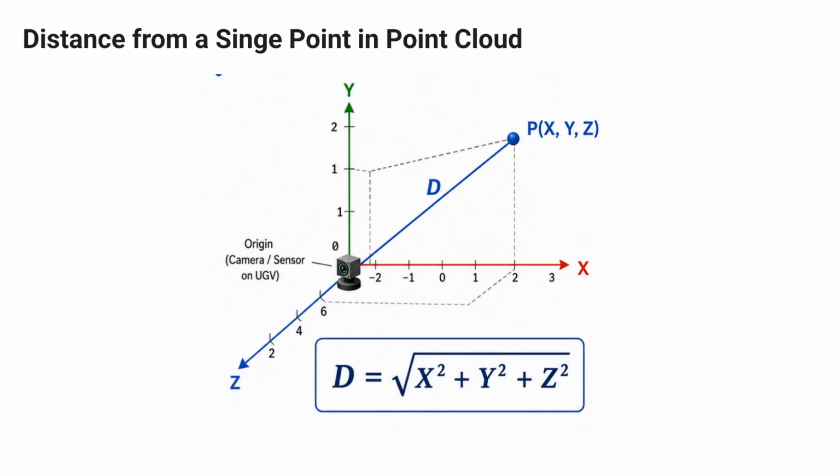To calculate the straight line distance from the camera to that point, we use the formula: D equals the square root of x squared plus y squared plus z squared. For example, if x is 1 meter, y is 0.5 meters, and z is 6 meters, the total distance is approximately 6.1 meters. This allows us to measure the position of objects in three-dimensional space.